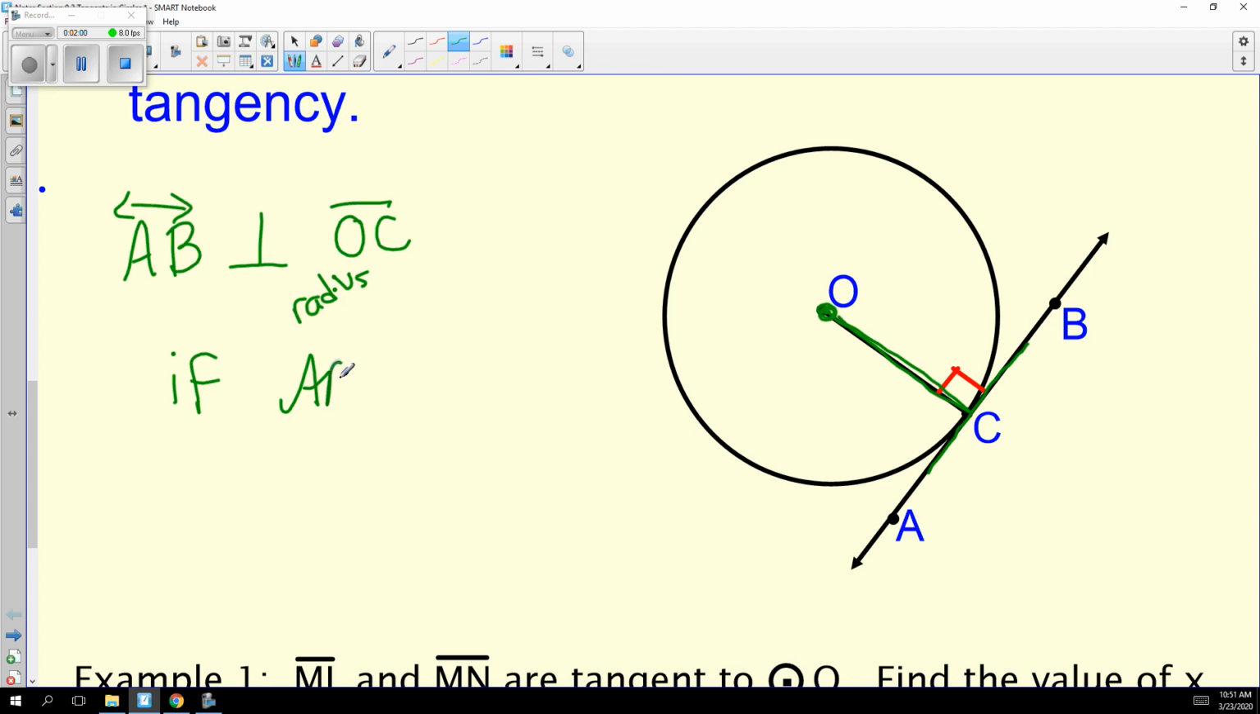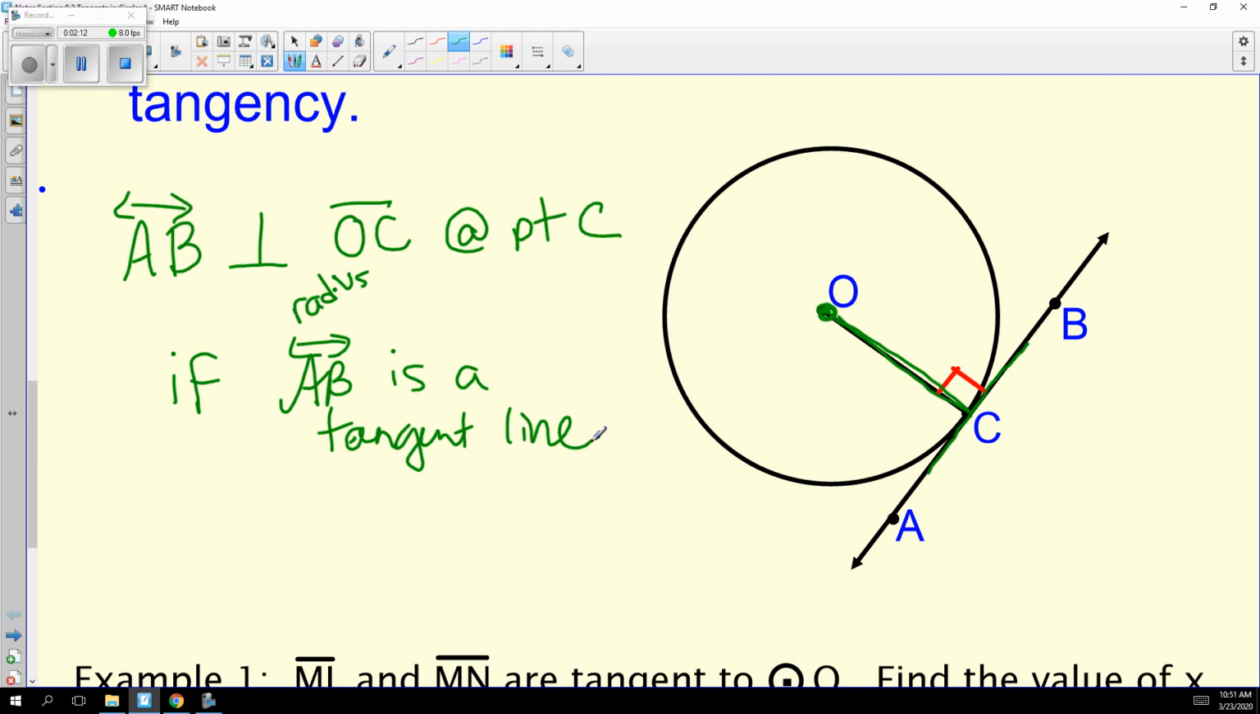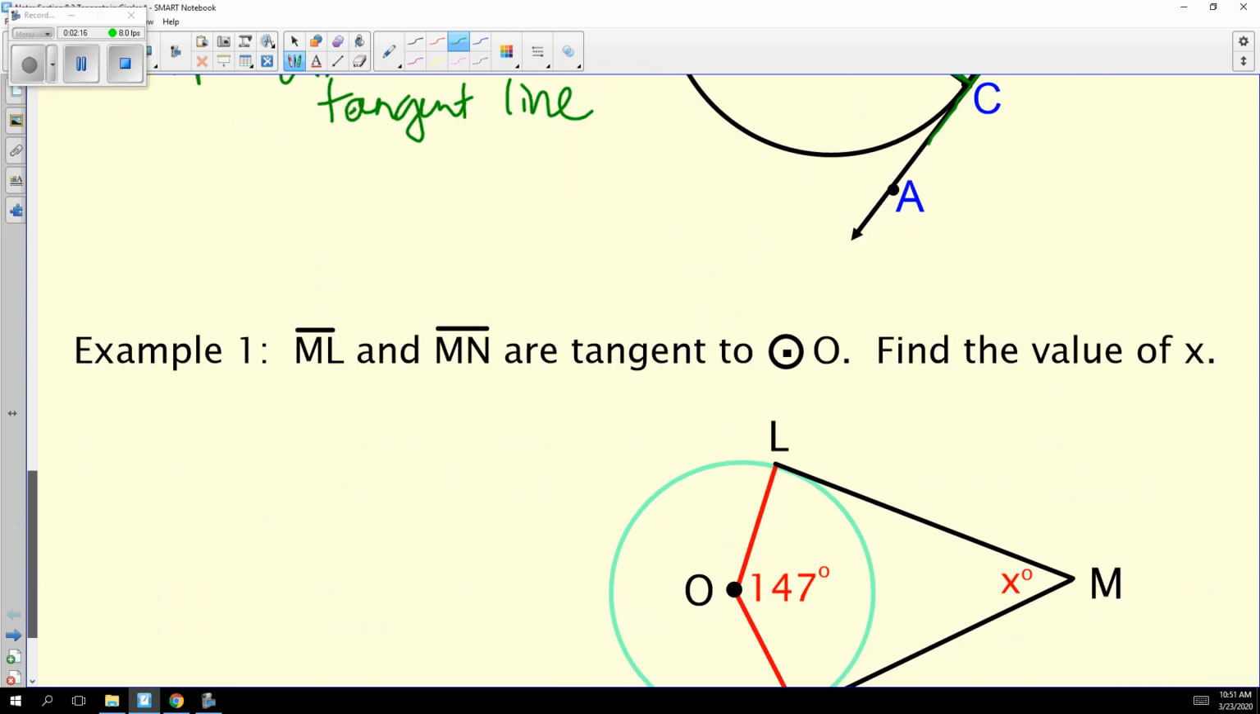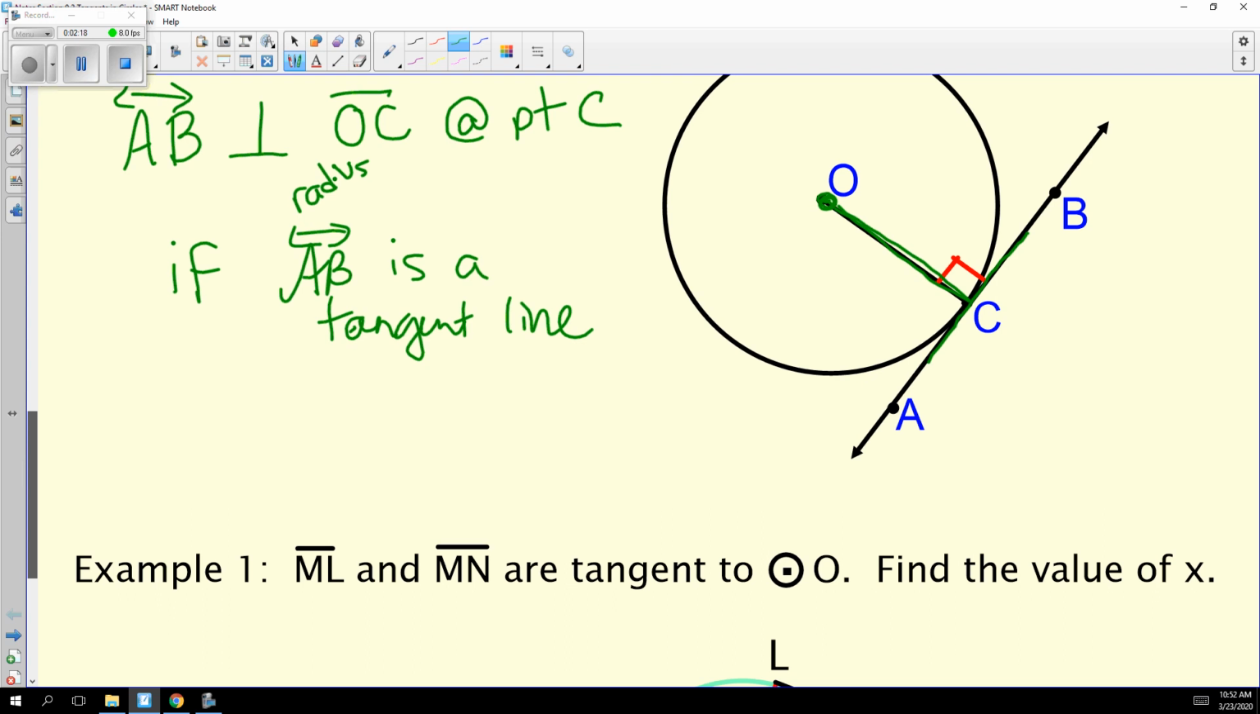if line AB, that's at point C, if line AB is a tangent line and point C is on line AB. Okay, so let's talk about how you're going to use that a little bit.